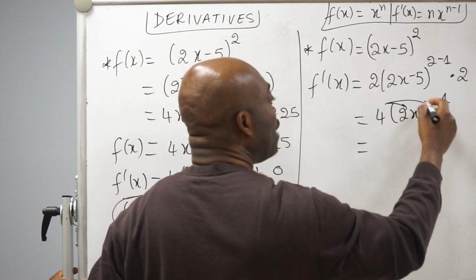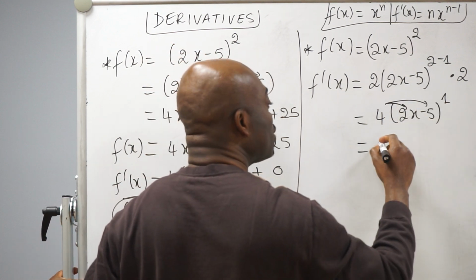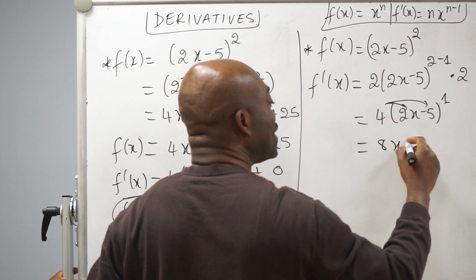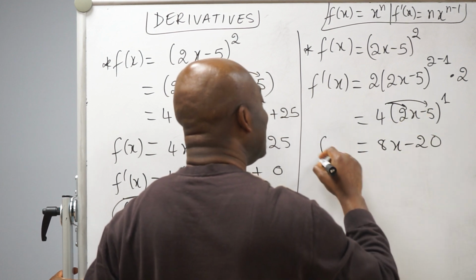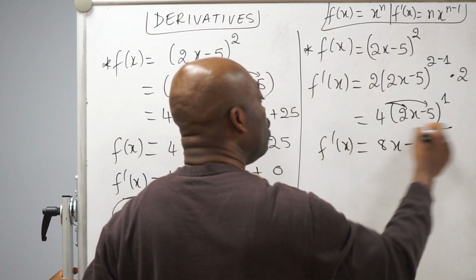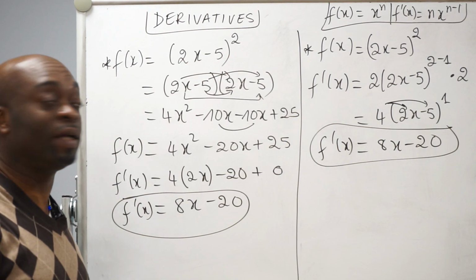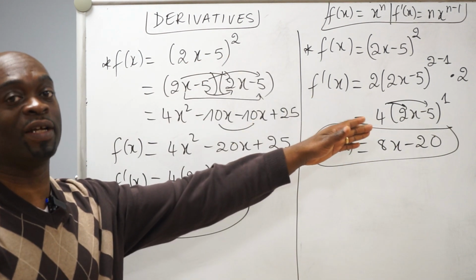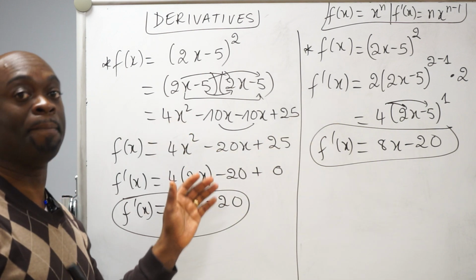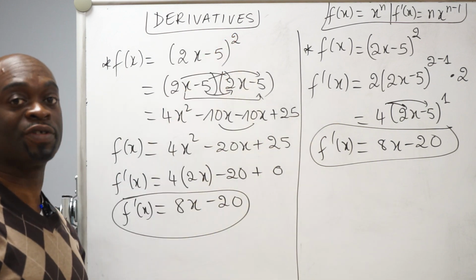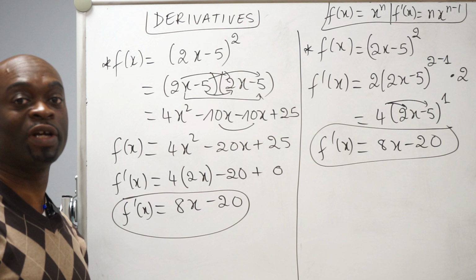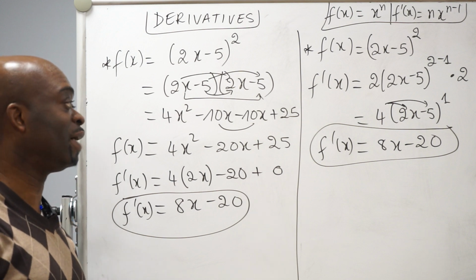Now you continue. 4 times 2x is going to give you 8x. 4 times negative 5 is negative 20. And this is the derivative of that same function. Ladies and gentlemen, this is it. Once you master this one, it's easier than that one. But if you have smaller powers, you can always stick with the first one if you feel comfortable with it. All right? Good?